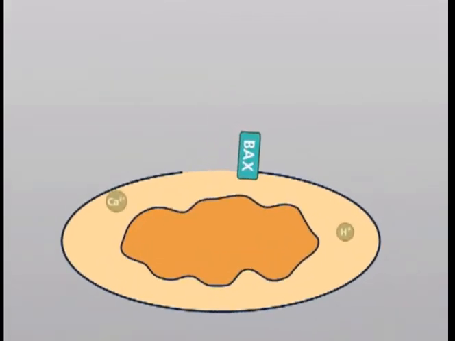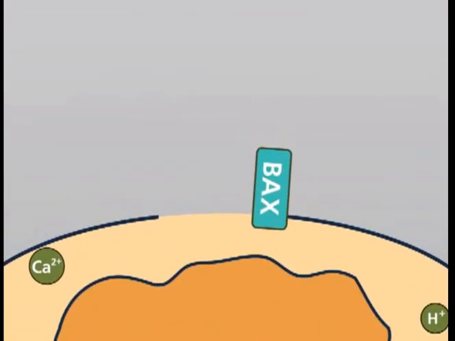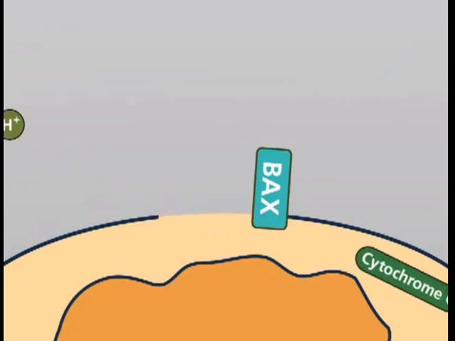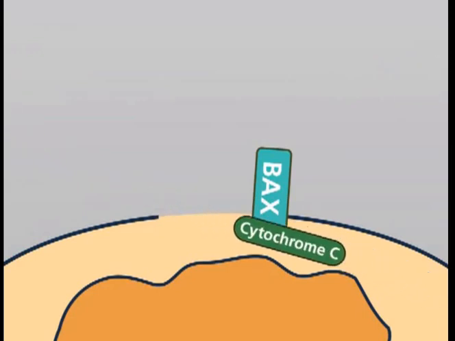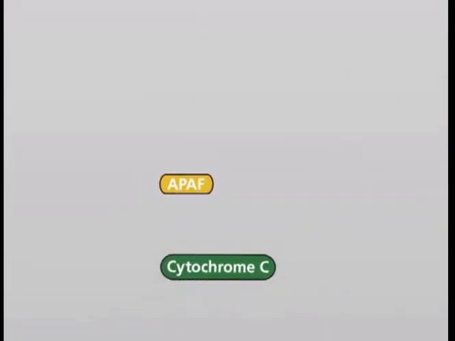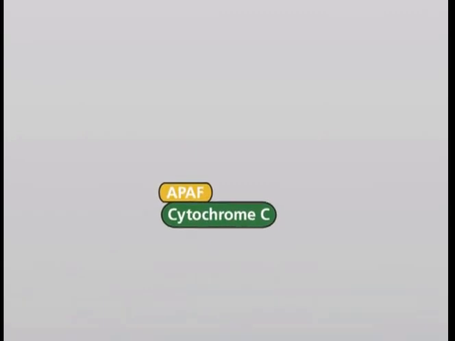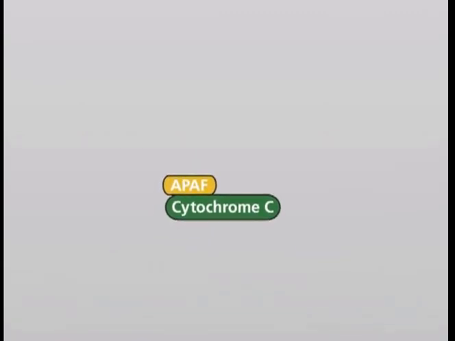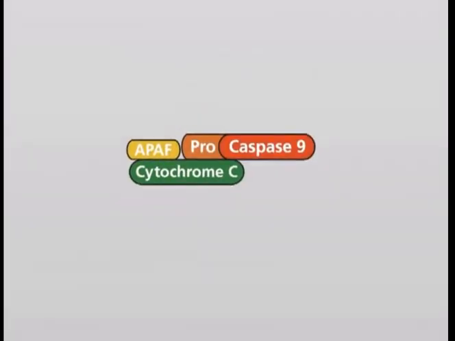Calcium ions, protons, and other molecules which are located in the intermembrane region between the outer and the inner membrane may leak into the cytosol. One of these molecules is the protein cytochrome C. In the cytosol, cytochrome C binds to APAF and may then associate with an inactive form of procaspase 9.